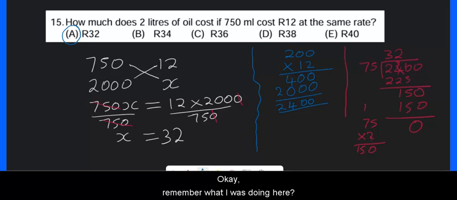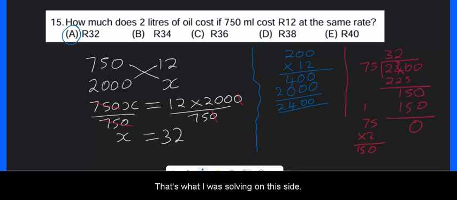Remember what I was doing here. I cross multiplied, and 12 multiplied by the 2,000 and divided by 750. That's what I was solving on this side, and I got 32.